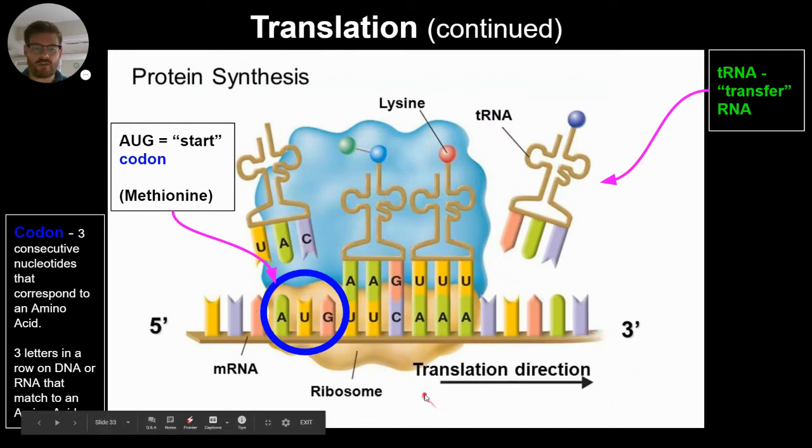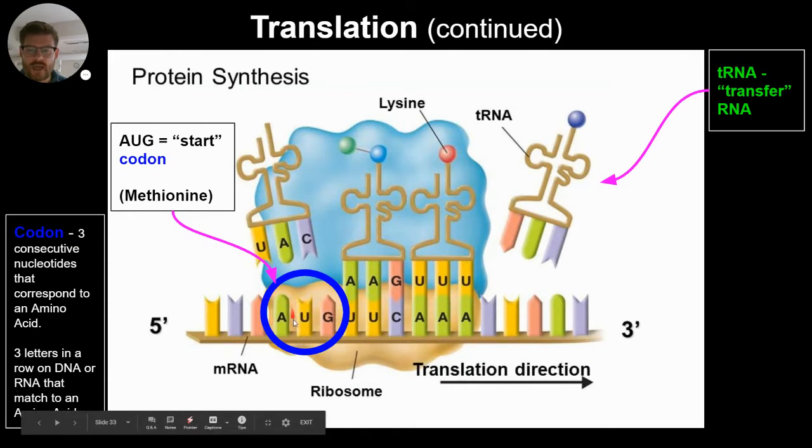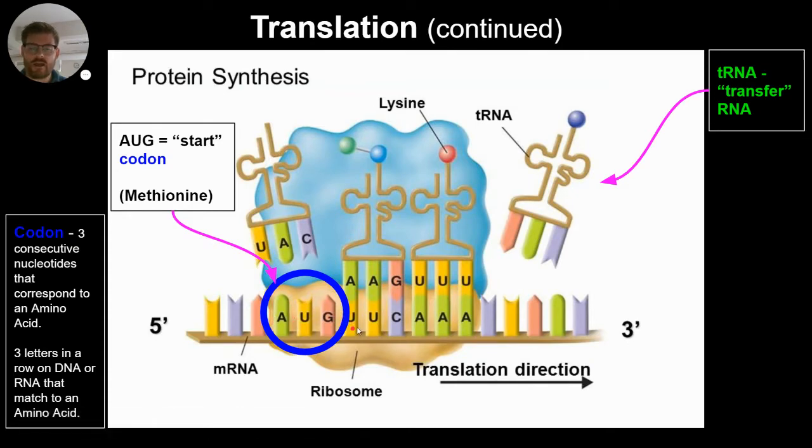So here we see the translation direction. What this means is that the ribosome is going to be moving from left to right across the screen. Okay? And I can tell that right here because I kind of know how to read this. The way the ribosome reads this is it looks at the sequence of letters or nucleotides that's on the RNA.